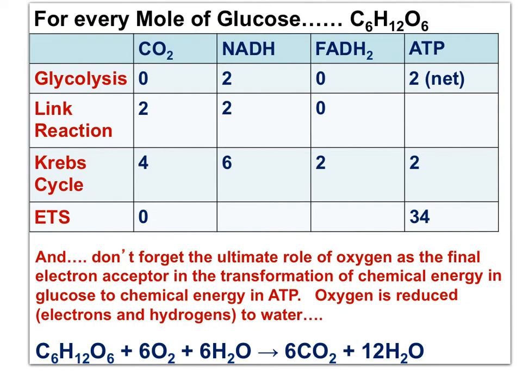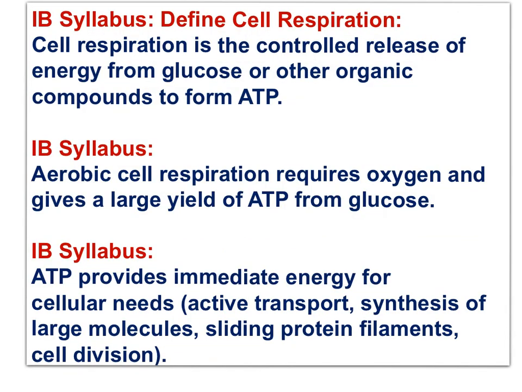Oxygen is the final electron acceptor in the transformation of chemical energy in glucose to the chemical energy in ATP. Oxygen is reduced, with electrons and hydrogens, to water. These IB syllabus statements should feel very comfortable at this point.